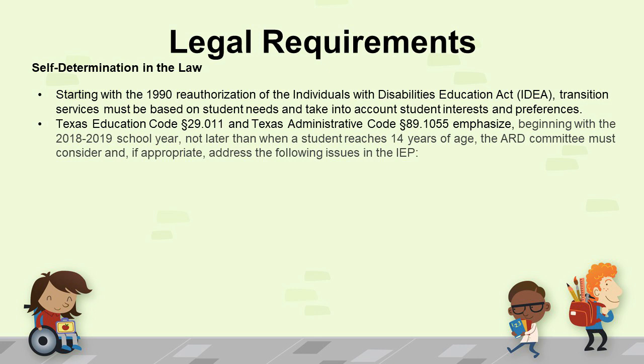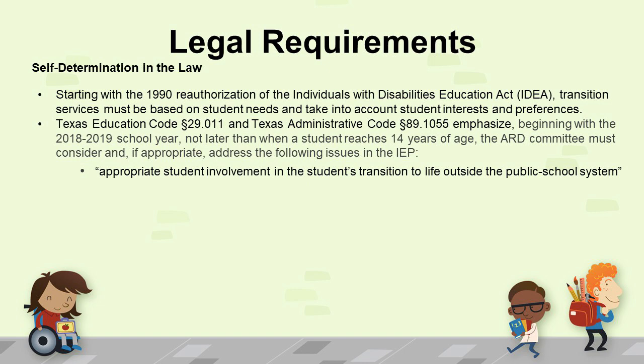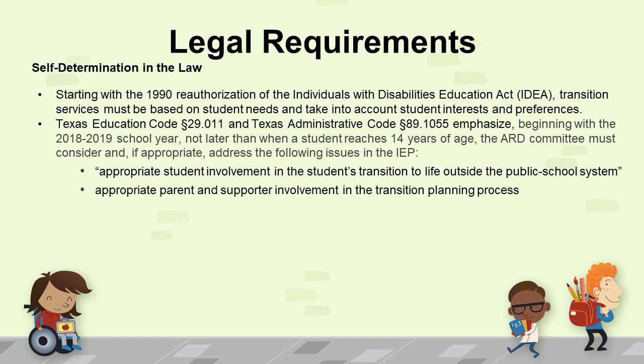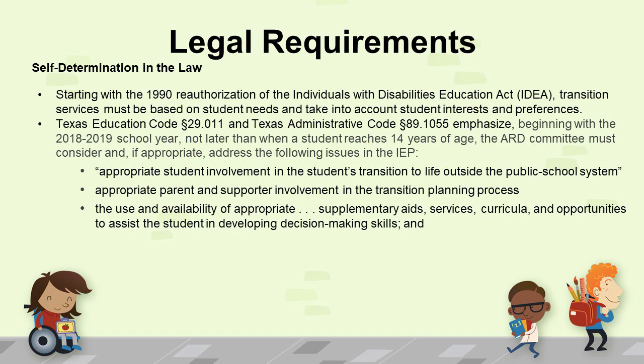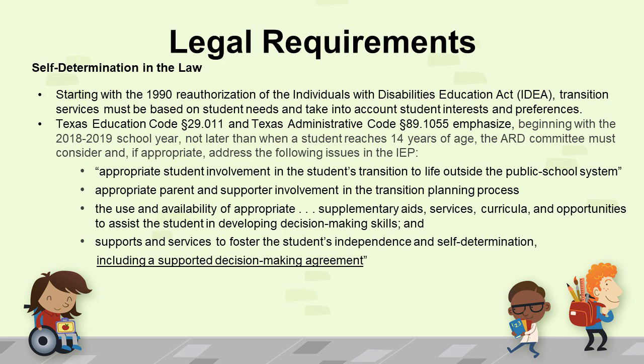Texas Education Code 29.011 and Texas Administrative Code 89.1055 emphasize that beginning in the 2018-19 school year, not later than when the student reaches 14 years of age, the ARD Committee must consider and, if appropriate, address the following issues in the IEP. Appropriate student involvement in the student's transition to life outside the public school system, appropriate parent and supporter involvement in the transition planning process, the use and availability of appropriate supplementary aids and services, curricula, and opportunities to assist the student in developing decision-making skills, and supports and services to foster the student's independence and self-determination, including a supported decision-making agreement.